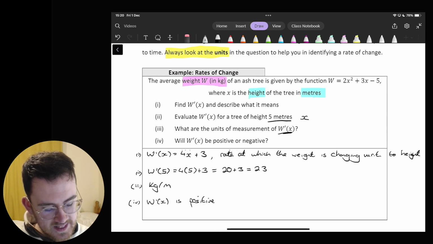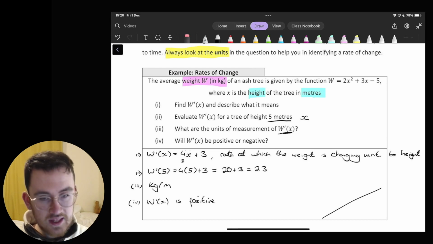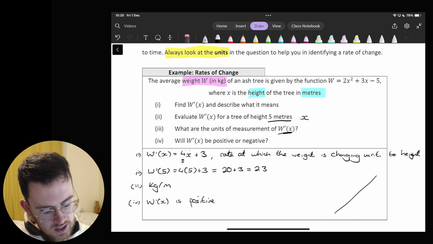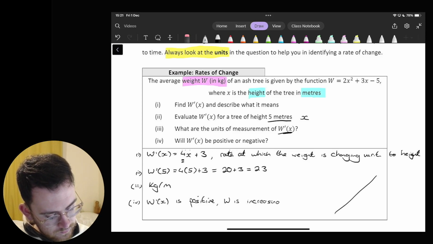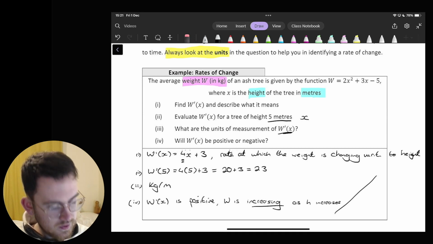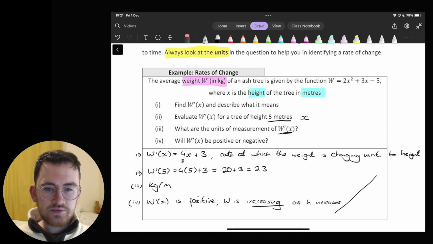Okay, I can also see that it's positive because looking at the function I have there, we can see it has a positive slope. So it would look something like that going up, probably a fair bit steeper really. The slope of 4. And that means the weight is increasing as h increases. So we're assuming the weight of the tree is increasing as h increases.